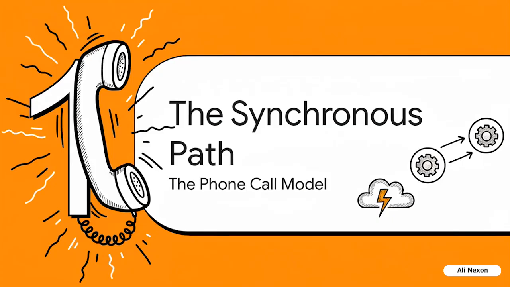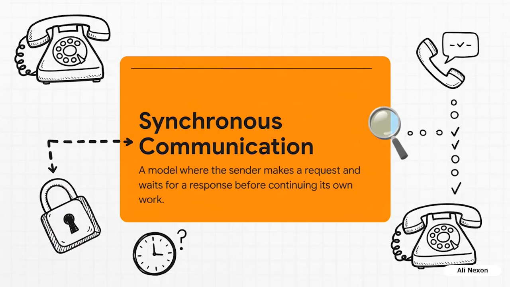First up, we've got the synchronous path. And honestly, the best way to get this is to think of it as the phone call model. Think about it. When you make a phone call, you dial the number, you put the phone to your ear, and then what do you do? You wait. You're blocked. You can't really do anything else until the other person answers, you say what you need to say, and you both hang up. That, in a nutshell, is synchronous communication.